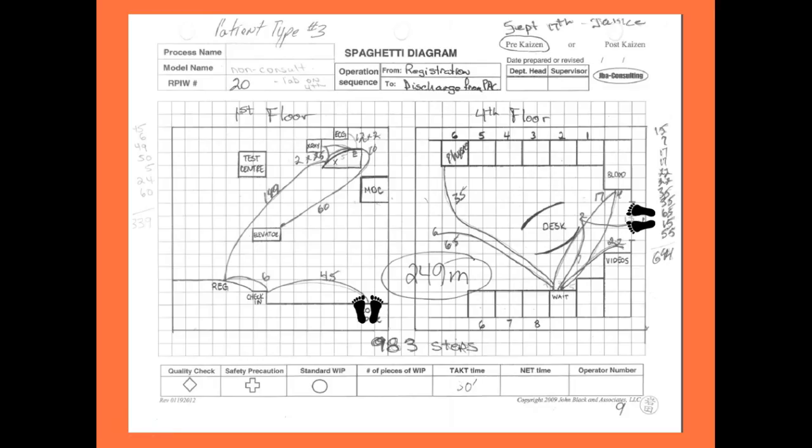To learn more about this process from the patient perspective, the team observed patients coming into the pre-assessment clinic. They followed the patient from registration on the first floor all the way up to the fourth floor, where the patient moved from room to room, from provider to provider. The total distance that these patients traveled on average was 249 meters, or 983 steps.